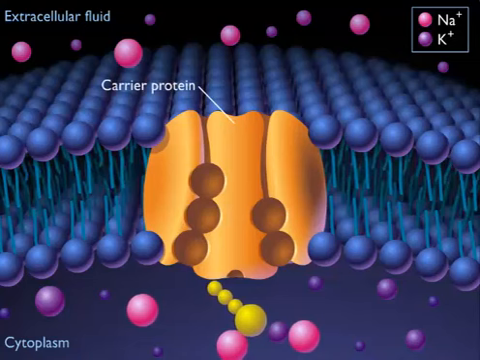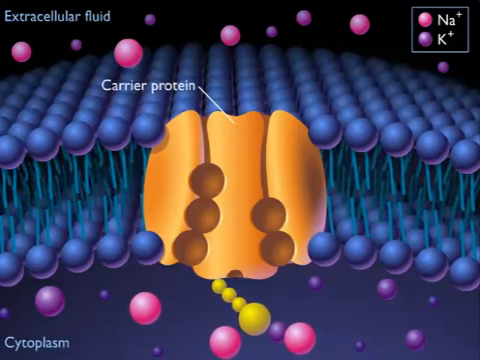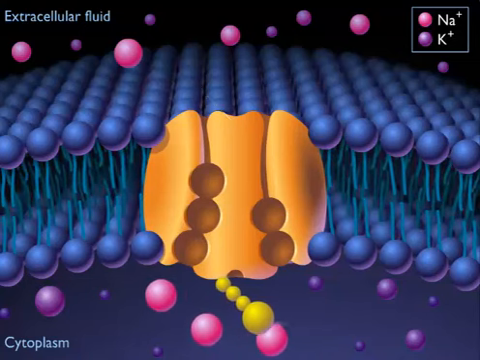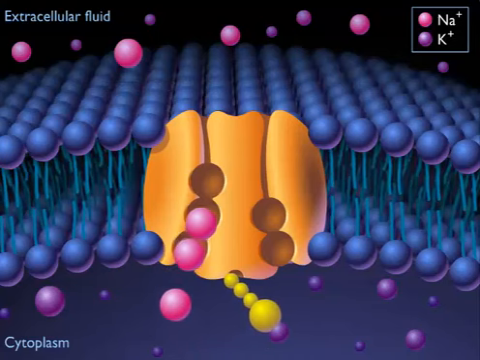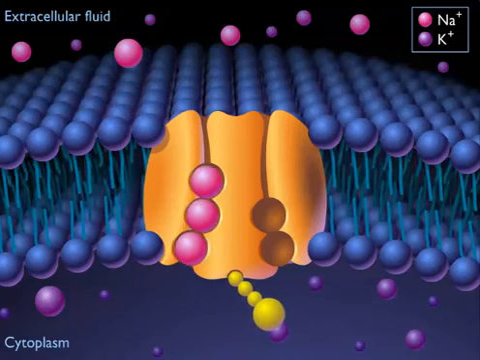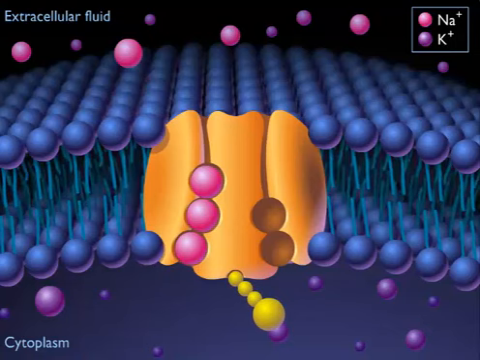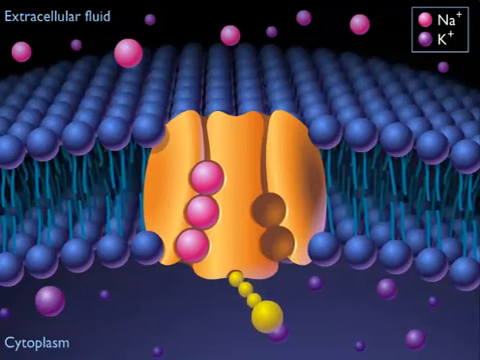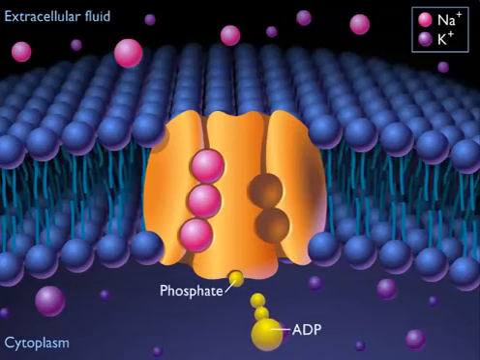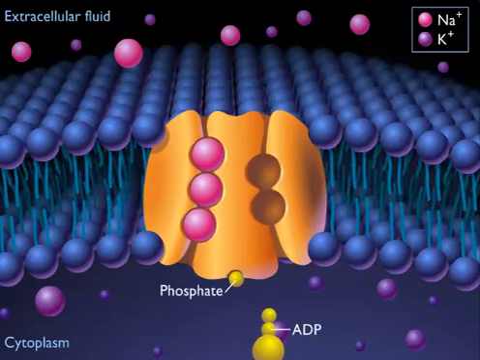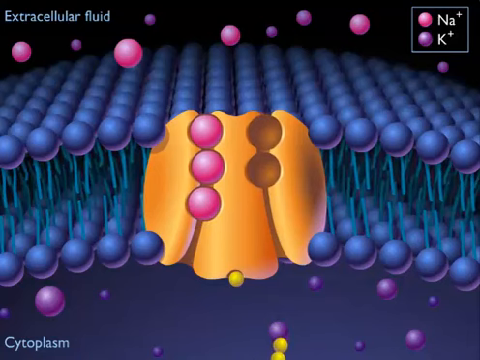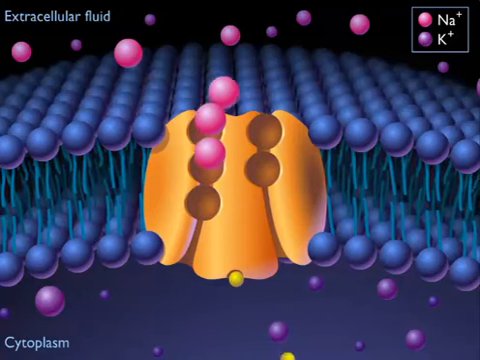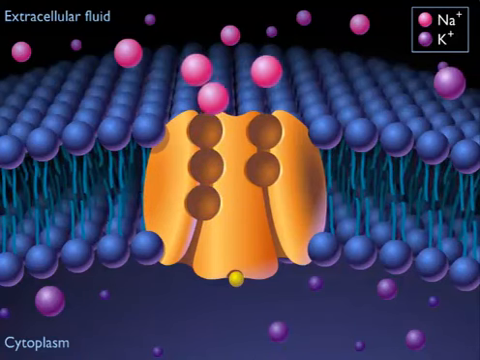The carrier protein for sodium-potassium exchange is embedded in the cell membrane. 3 sodium ions and an ATP molecule can bind to the carrier protein on the inside of the cell membrane. The ATP is broken down to ADP and phosphate. Simultaneously, the carrier protein changes shape and the sodium ions are transported across the membrane and released on the outside.